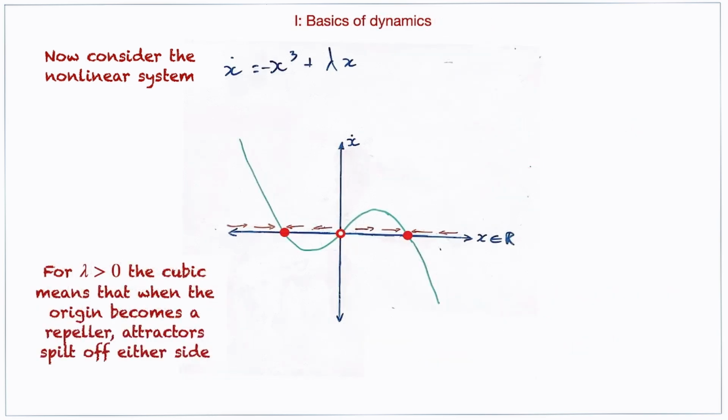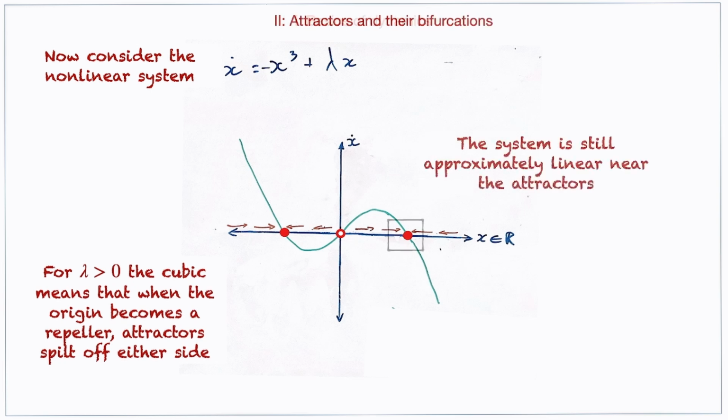But as we increase the term of the cubic term, I think I should have made a parameter there, we get this flip. Instead of it just going from bottom left to top right everywhere, you see this folding, so that we've got two attractors on either side of the origin and a repeller in the middle. And the system's still approximately linear near these attractors.